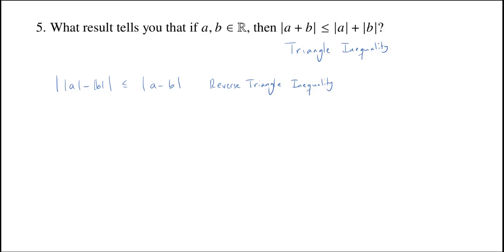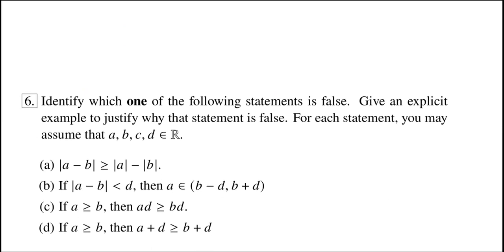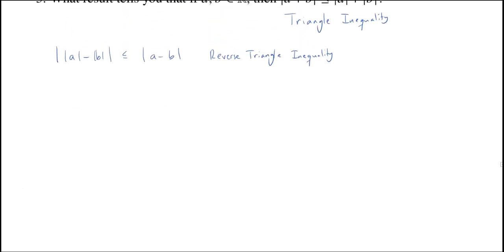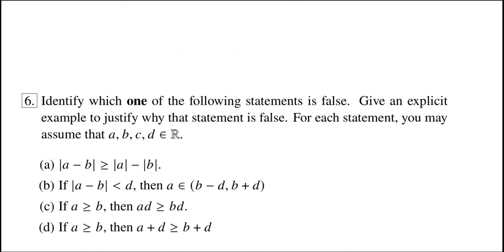Moving on to problem 6, we are asked to identify which one, in bold, of the following statements is false. Give an explicit example to justify why that statement is false. Okay. Let's see. In each statement we can assume a, b, c, and d are all real numbers. Fine. Well, this first statement actually looks a lot like the reverse triangle inequality that we just mentioned. The only thing missing is, over here there were absolute values on the outside, and down here there are not.